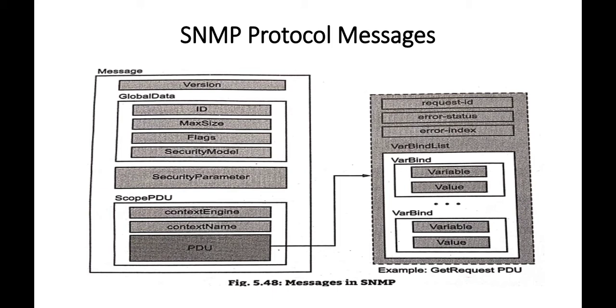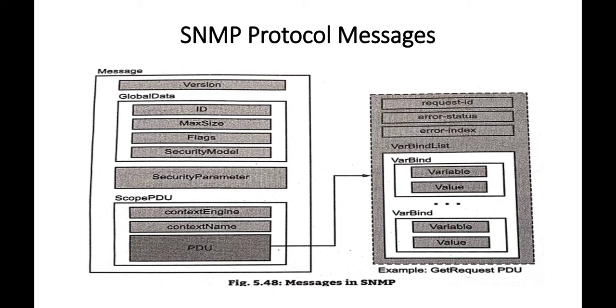The current version is 3. Why do we use version 3? Because there are some limitations in version 1 and version 2 related to security. That's why version 3 is used; it involves a much larger set of operations. It provides much more security: confidentiality, integrity, encryption, all those important things. So that's why we use version 3.